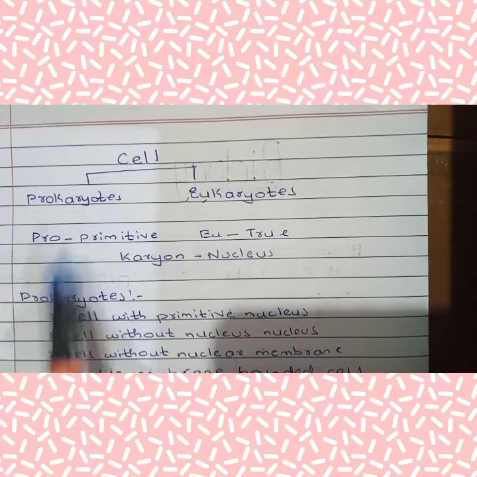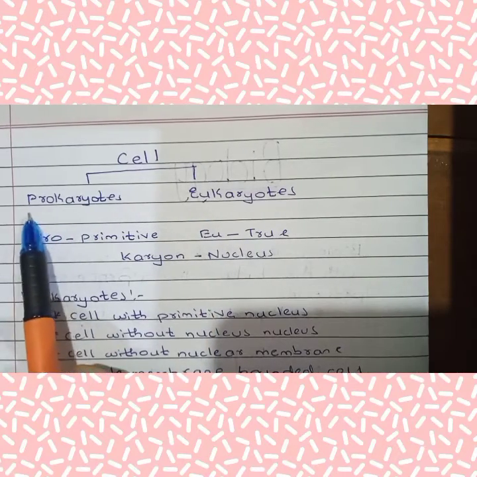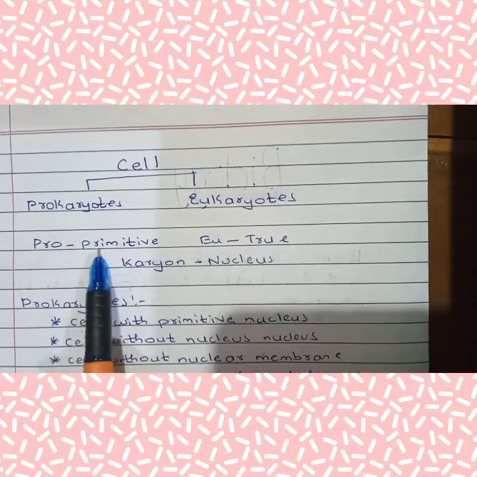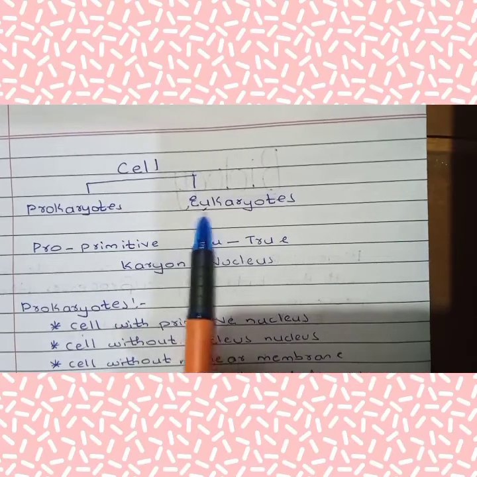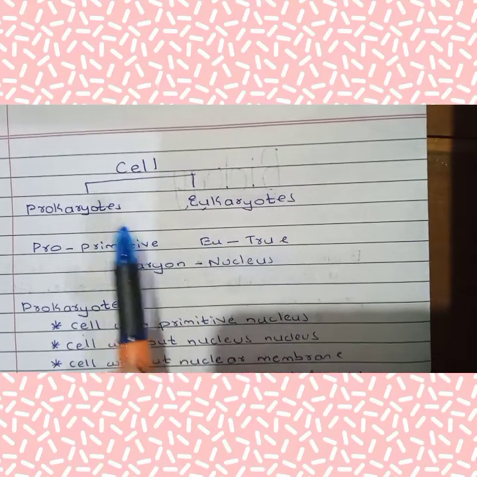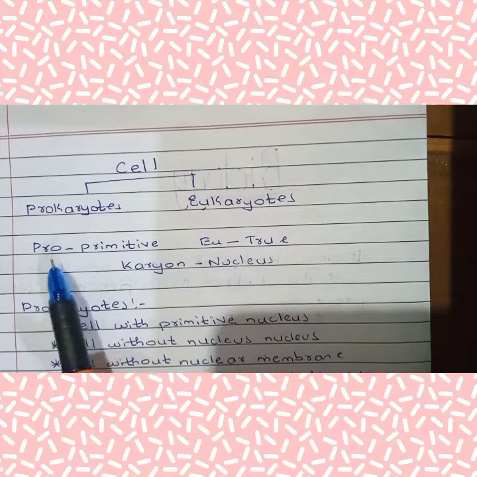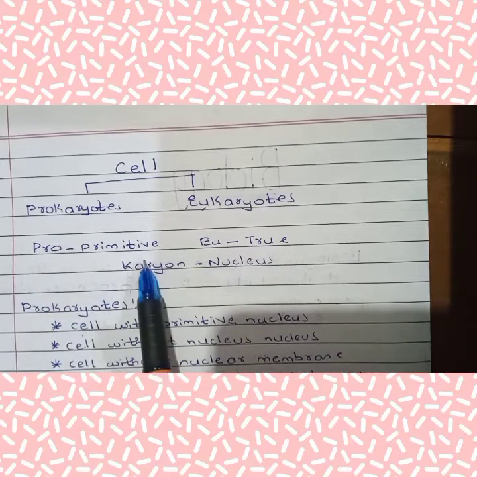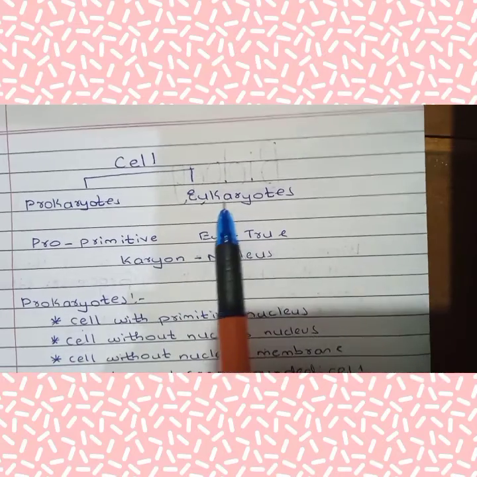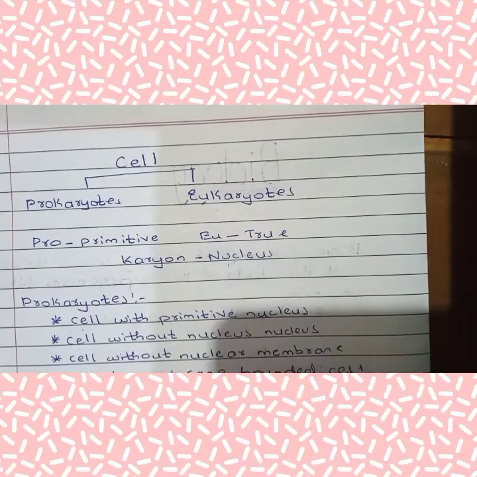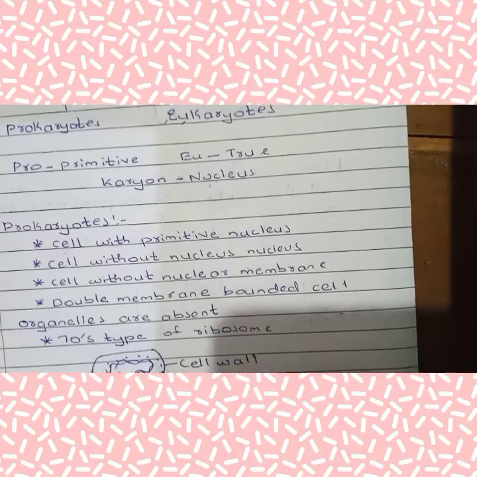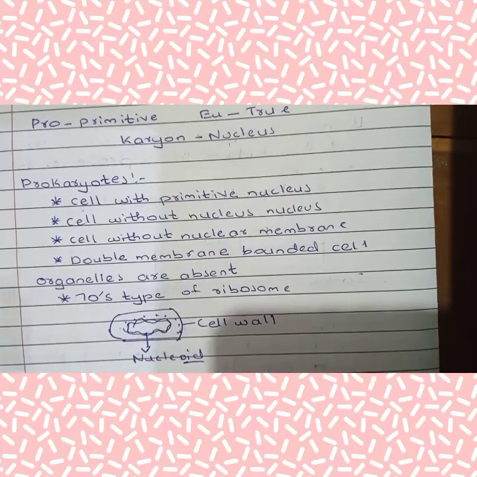What are prokaryotes? What is the meaning of pro? Pro means primitive and eu means true. What is the meaning of karyon? Nucleus. So prokaryote means the cells with primitive nucleus and eukaryotes means the cells with true nucleus. Let's study some more things about prokaryotes and eukaryotes.